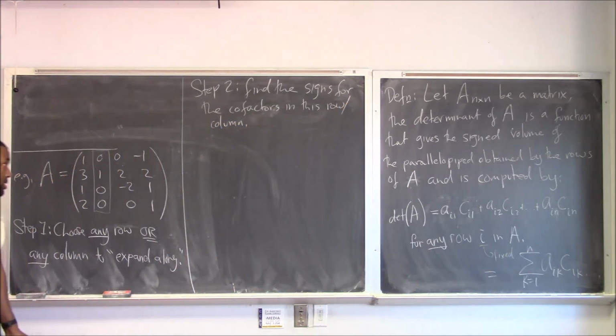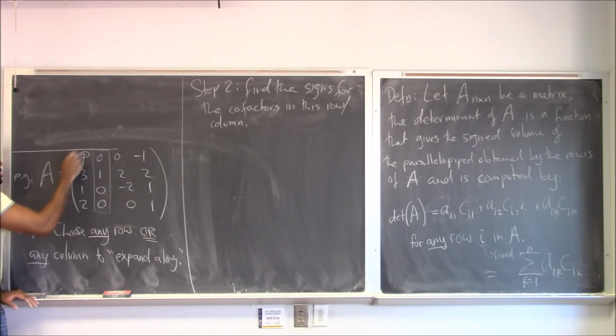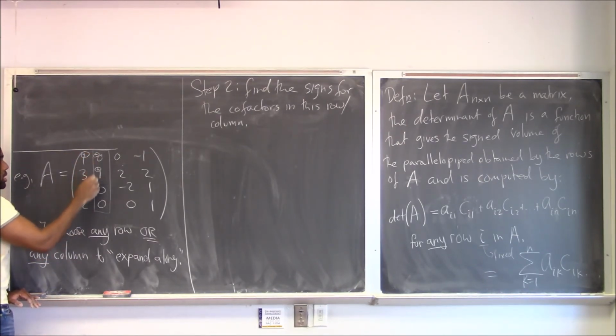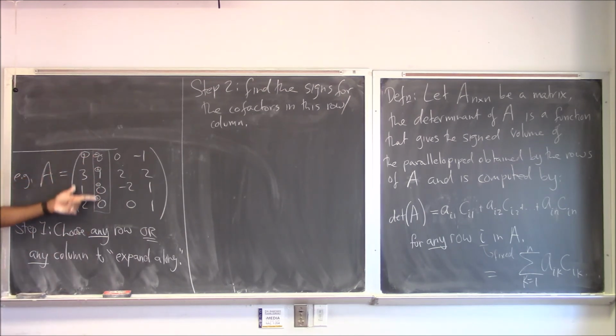And you always find it the same way. You know that it's a plus at the top left, and then you alternate. So this will take a minus sign, a plus sign, a minus sign, a plus sign. So I want to populate all the signs along that column because we're going to use that column, and the signs have to be in front of them.